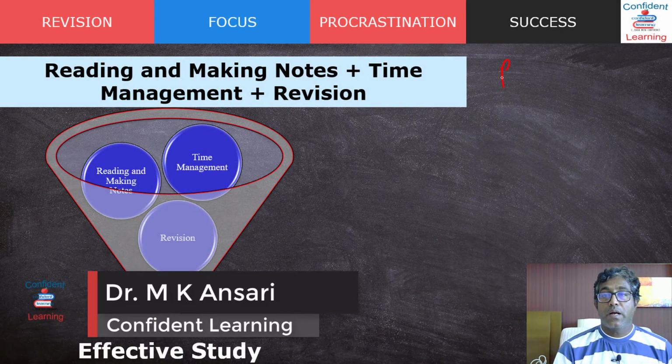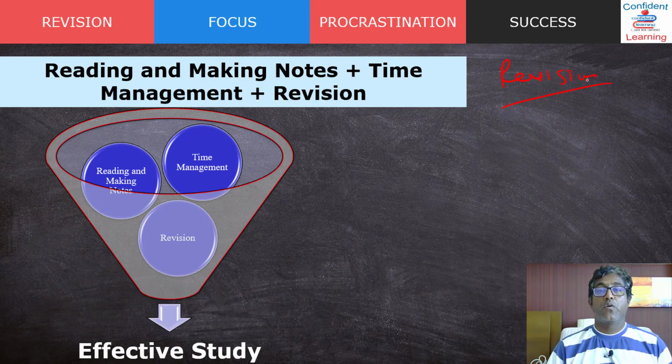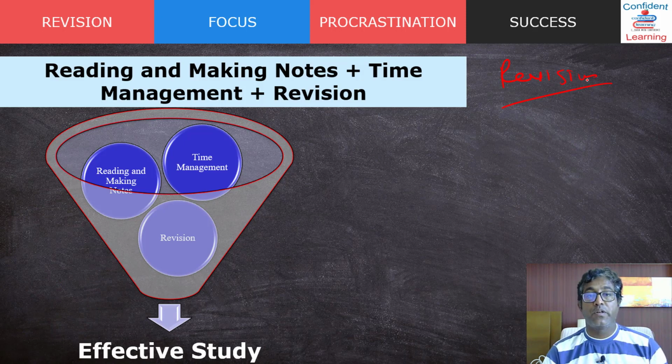Understand something. What is revision? Let me explain a little bit more about revision. Revision is something that you have already read. Let's take an example, the interior of the earth. You have read about the interior of the earth. Now you have to recall this, which means you have to recall, not read.